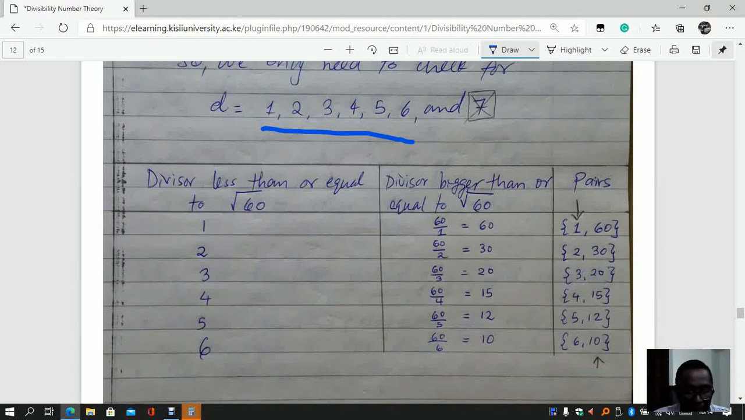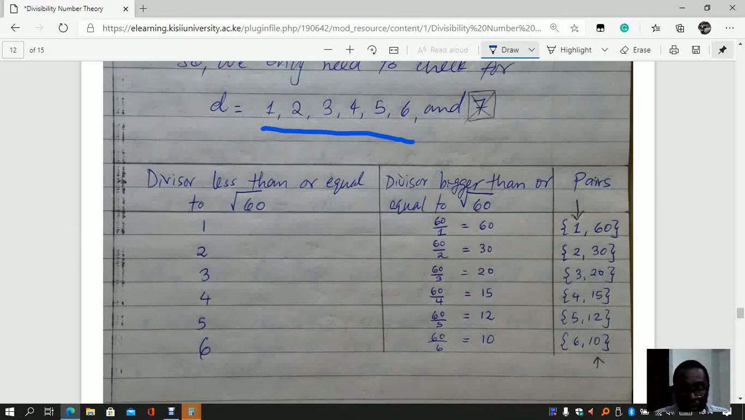So for example, 1 goes into 60 once, that's 1 times 60. 2 goes 30 times. So we put the pairs here, 2 times 30, all the way down to 6, which goes in there 10 times. So it's 6 times 10. These are the pairs. These pairs are the ones that multiply to arrive at 60.